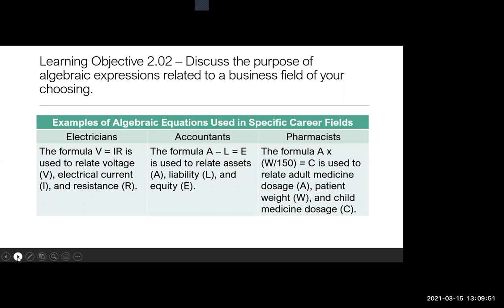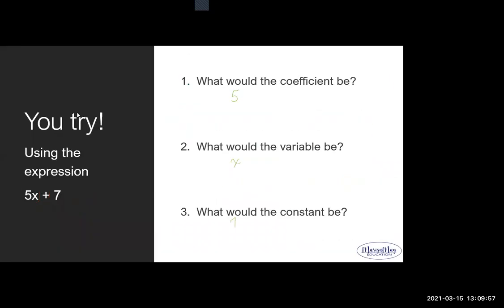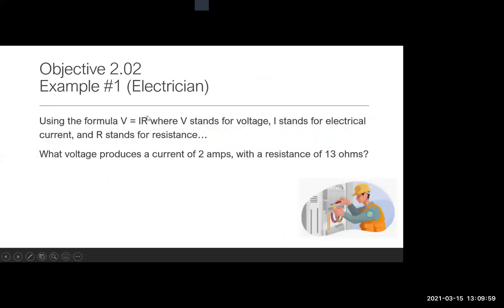How do we use them? Well, let's look at this example. This is an example from an electrician. We're going to use the formula V equals IR. So we use this formula. And we're asked for what is V, the voltage, produced with a current of 2 amps, so that's I, with a resistance of 13 ohms, that's R.